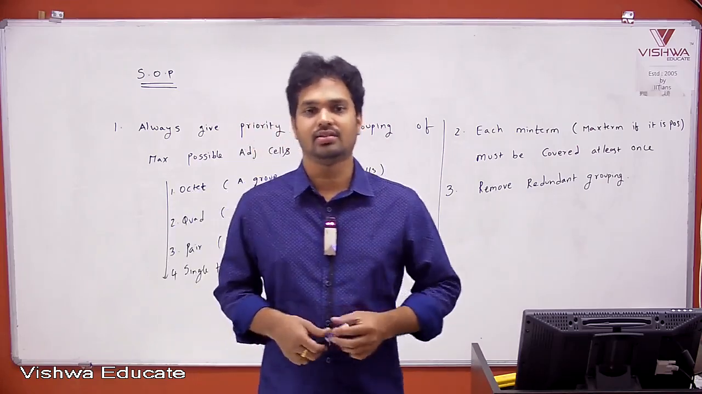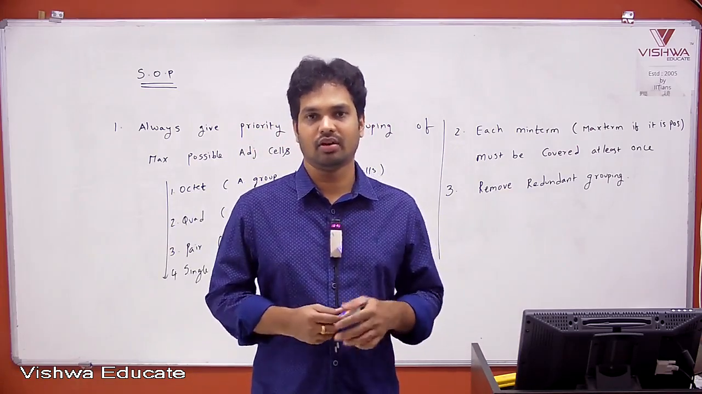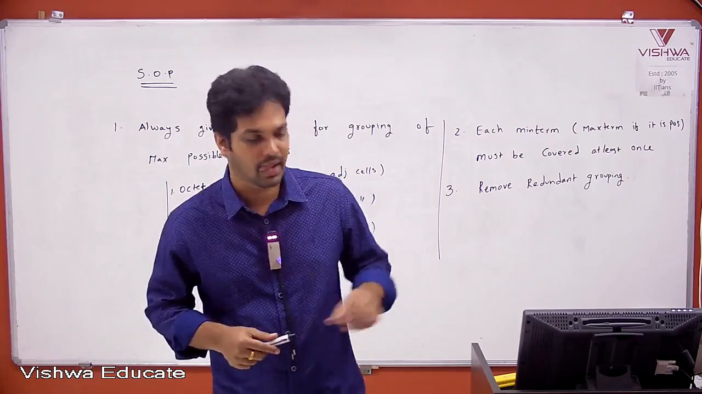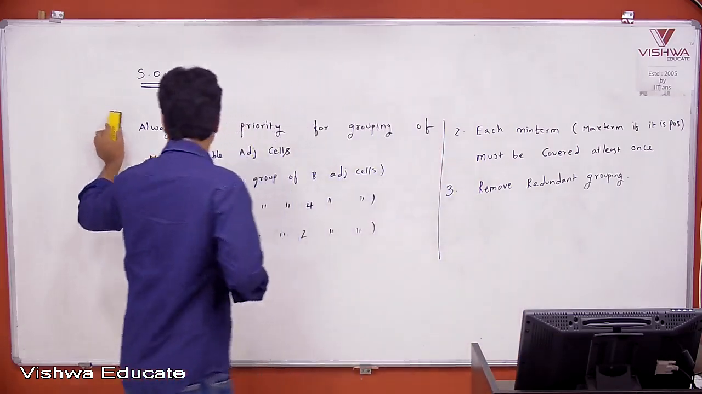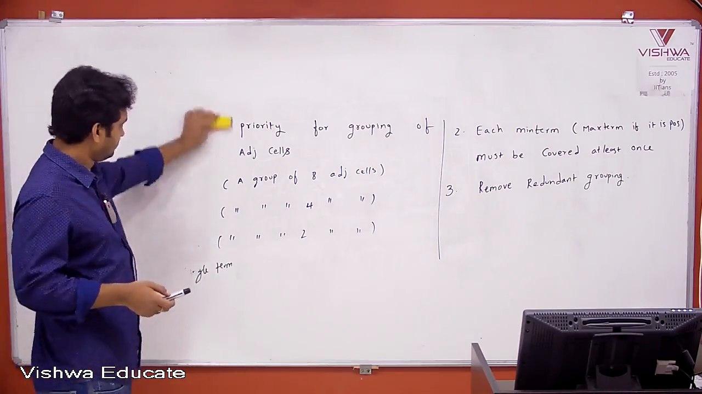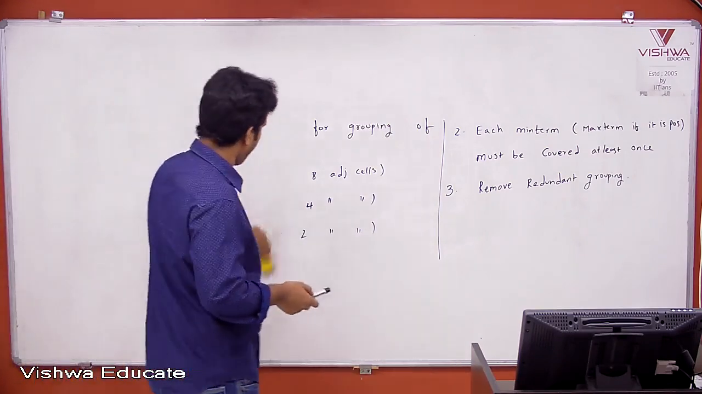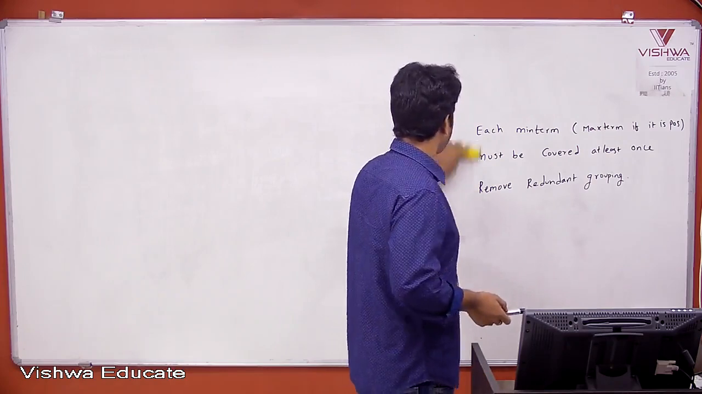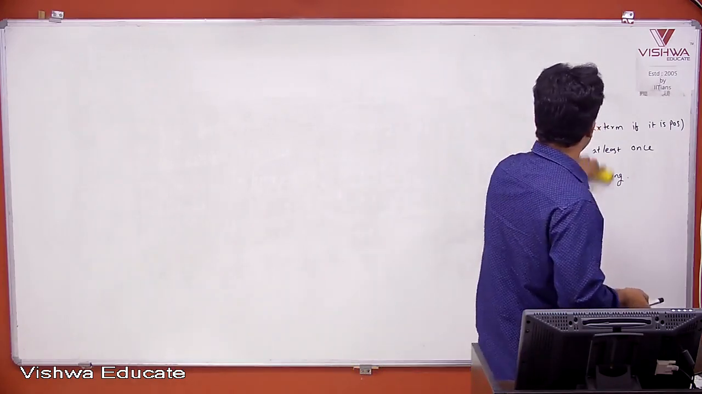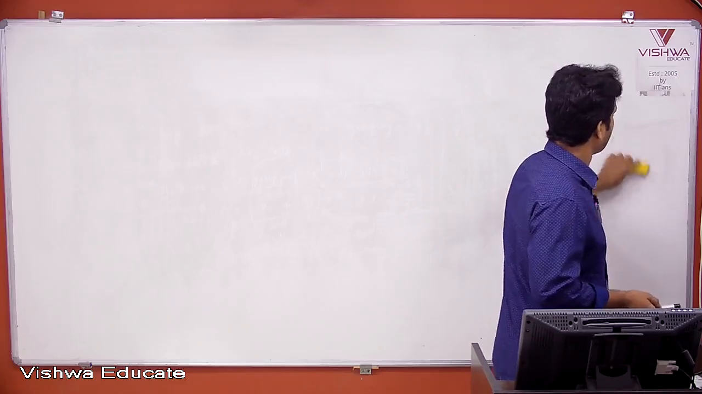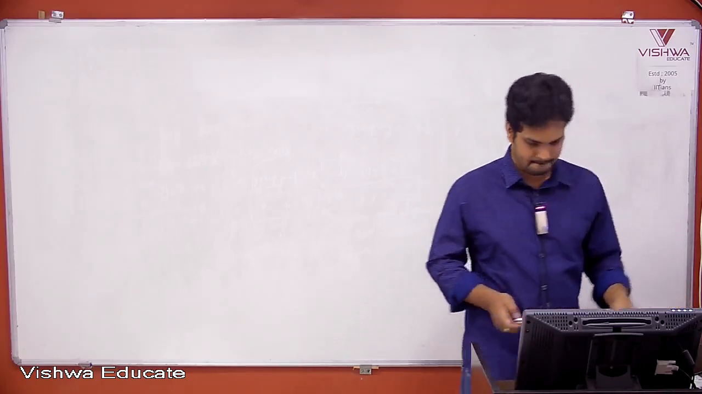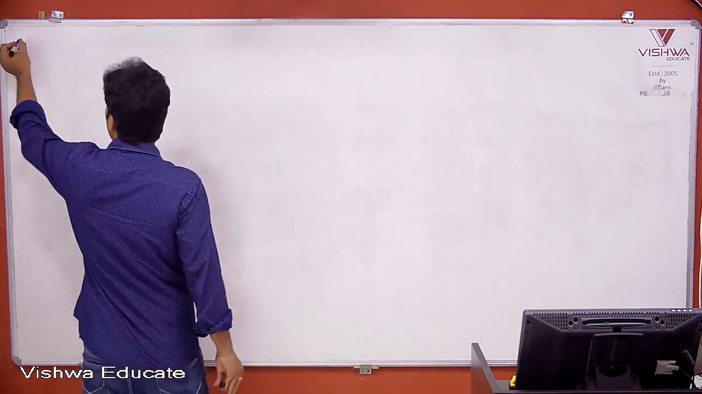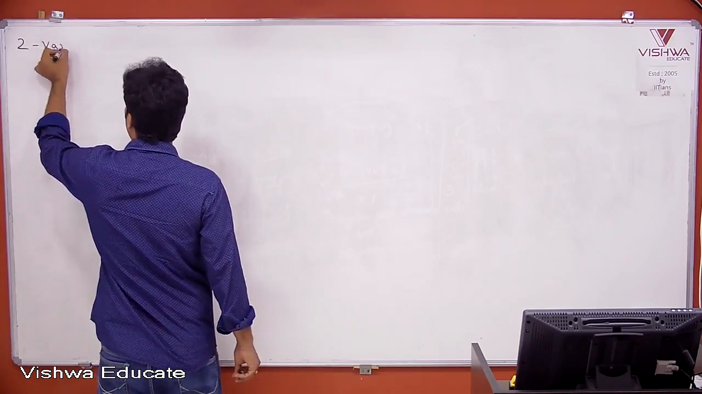Hi. In the last lecture, we have seen the basics of K-map. Now let us see the 2 variable K-map, 3 variable K-map, 4, 5, up to 6 variable K-maps. Let us see. These are the rules I have given. Let us start with the 2 variable K-map.